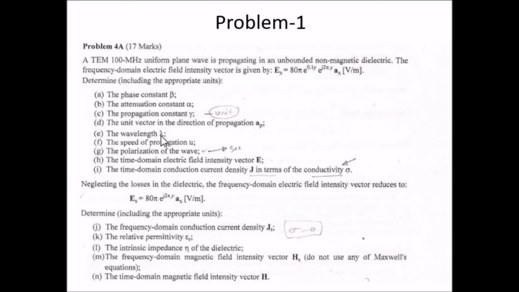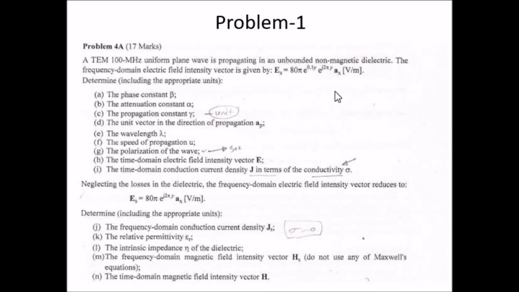Then the wavelength. You can find the wavelength here; the solution is followed by the next slide, so you can find the solution also there. There is a formula for finding wavelength, 2 pi over beta, so you can use that formula. Then the speed of propagation, you learned this formula, and the polarization of the wave.